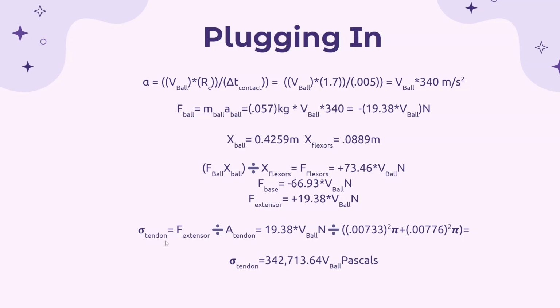Now that we have the force on the extensors, we are able to calculate the stress on the tendon. Using a study done by Professor Aladino, we know that the cross-sectional area of tendons is approximately this quantity. After we calculate this out, we get that the stress on the tendons is approximately this many pascals in terms of the velocity of the ball. Jack will then go on to use this quantity and relate it to the strain.